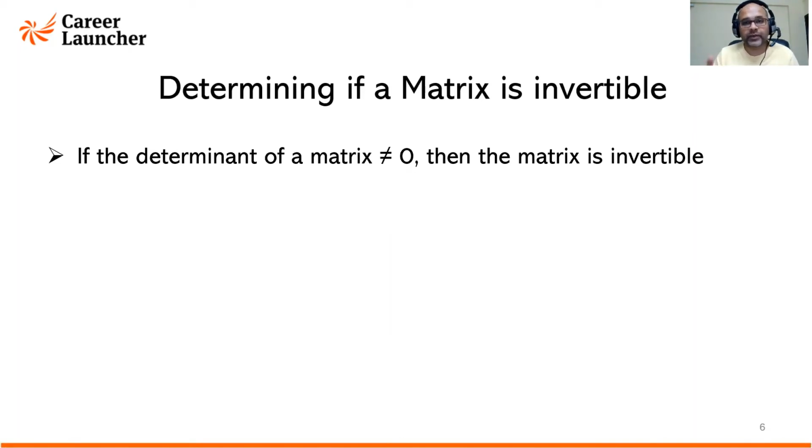So first of all, it has to be a square matrix, and within square matrices, if the determinant is not 0, then the matrix which is given to you will have an inverse. If it is 0, it is not invertible. It is singular, or a degenerate matrix. It's a very straightforward way of finding out whether it is invertible or not.